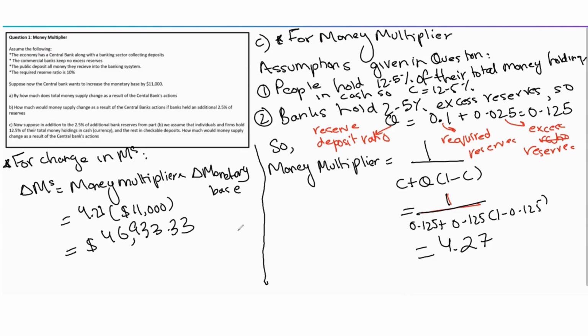So the crux of this problem was that we looked at how we can find the money multiplier as 1 over C plus theta times 1 minus C, where C is how much of your money demand you are keeping in the form of cash or currency, and theta is the reserve deposit ratio. We looked at three examples. The first case was where people were not holding any currency, and there were no excess reserves. The second case was again where people were not holding any currency, but banks were holding excess reserves. And the third was the most general case, where people were holding currency and the banks were holding excess reserves apart from the required reserves. So this was the calculation of the money multiplier under three scenarios.